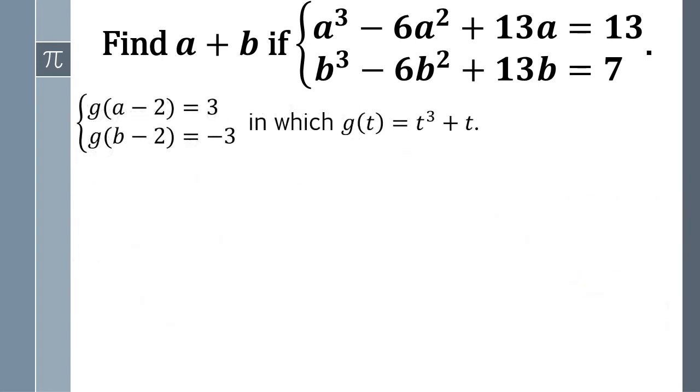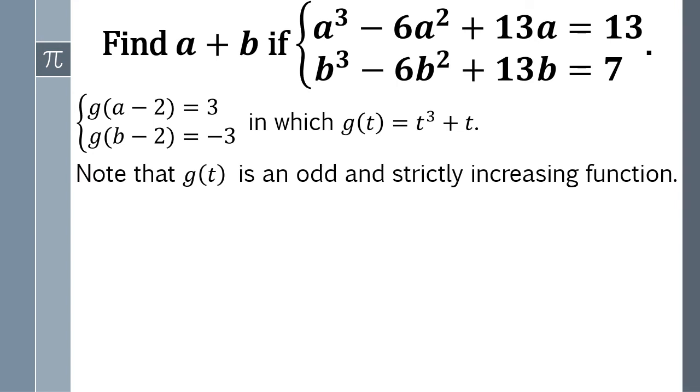So what's special about this new function g(t)? I notice it has two very important properties. First of all, it's an odd function, which means minus g(t) equals g(minus t). And second, it's a strictly increasing function, which means if t1 is larger than t2, then g(t1) is larger than g(t2). Those two interesting properties combined together lead to a very useful conclusion.